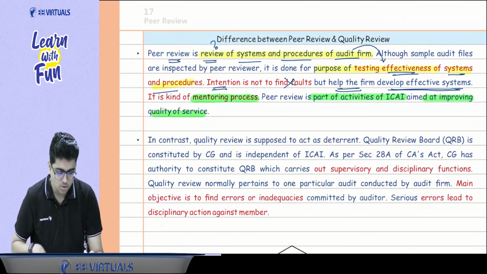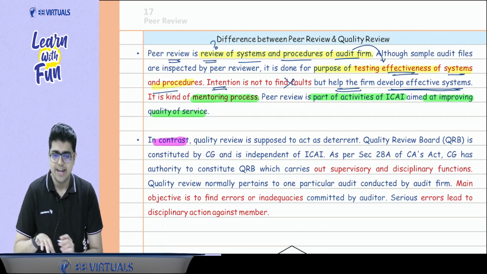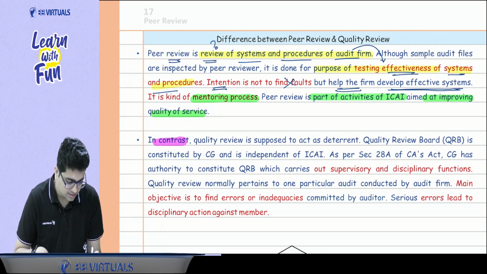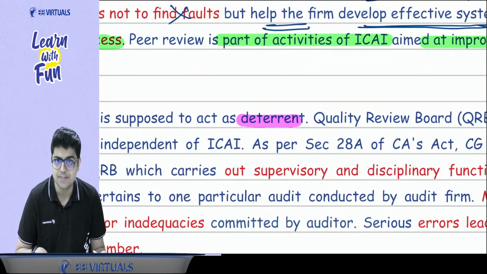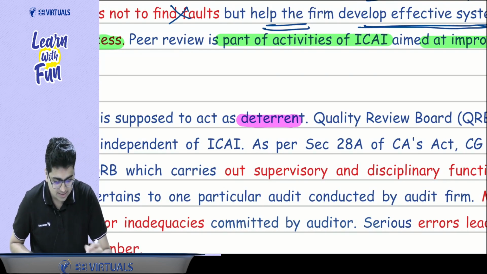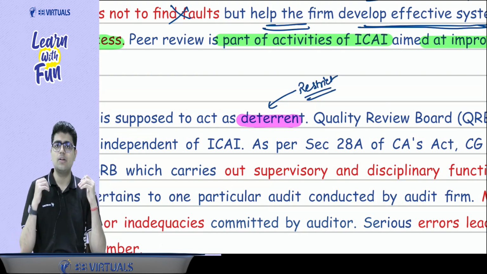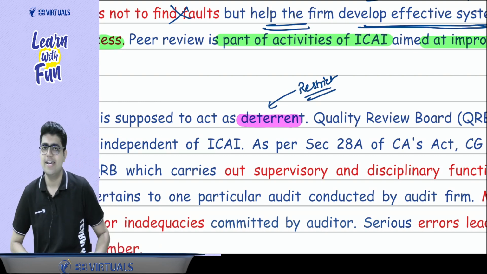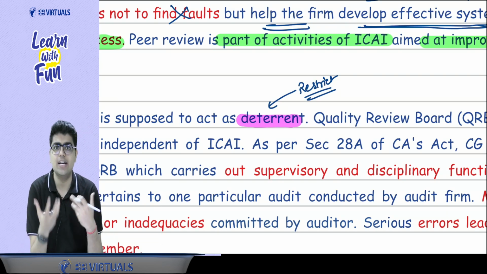But if I talk about quality review, the answer itself starts with the point in contrast. In contrast, quality review is supposed to act as a deterrent. It is written deterrent, not detergent. Okay, detergent is something which you wash the clothes with. Deterrent means to restrict someone from doing something bad. Deterrent means, basically in Hindi it is called darana. In English, what I would say, to create fear among someone.